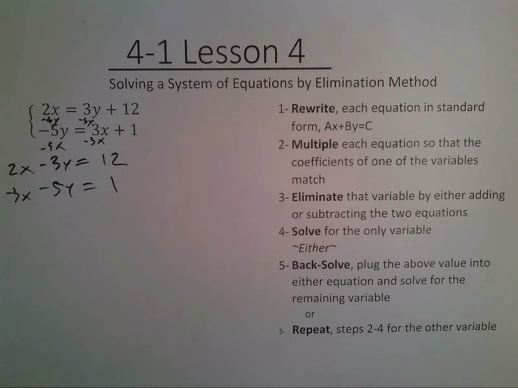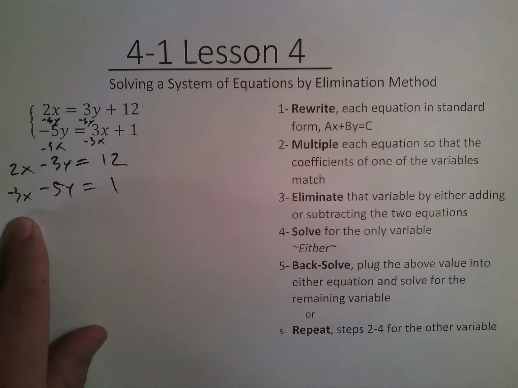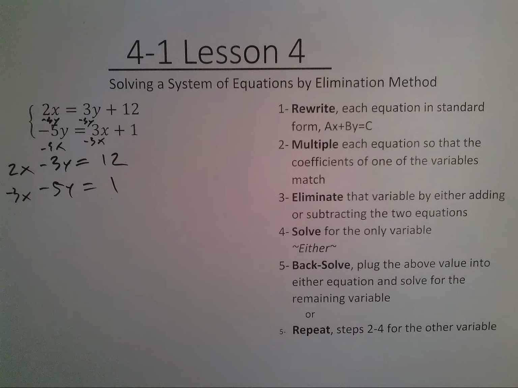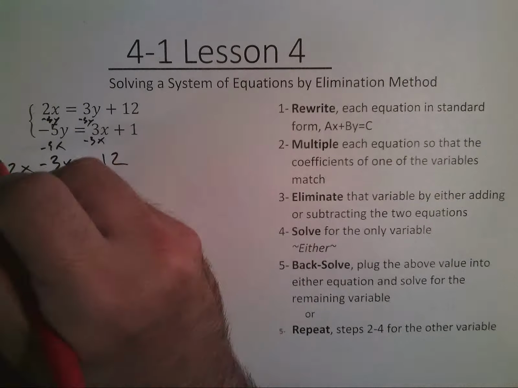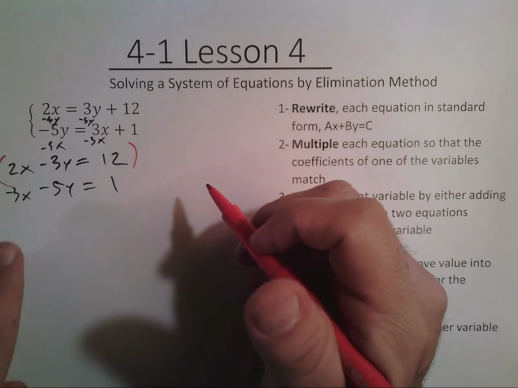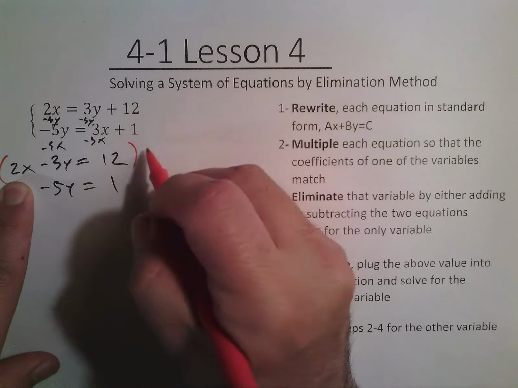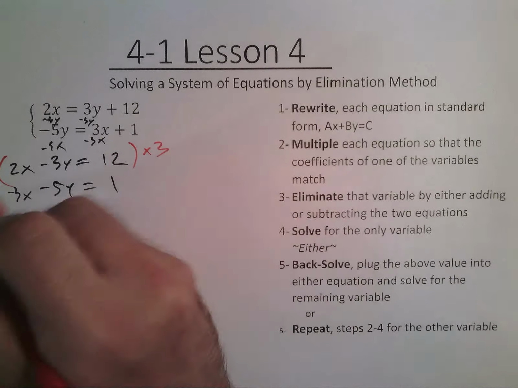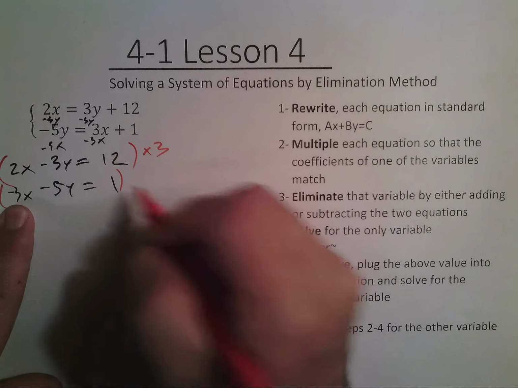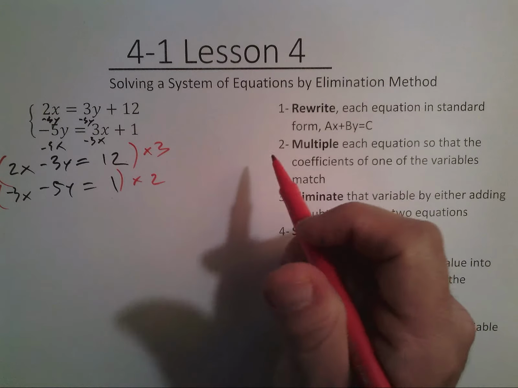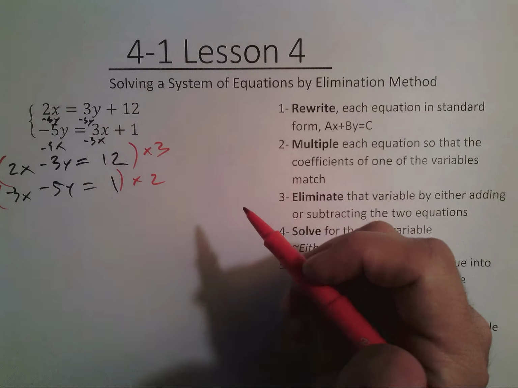Alright, so far so good. They're each in standard form. X's, y's, equal sign, number. I'm now going to either make the x's or the y's match. I think for this first round I'm going to make the x's match. What's the LCM of 2 and 3? It's 6. Or cheater method, I'm going to multiply 2 by 3 to make 6, and I'm going to multiply 3 by 2 to get 6. That way the x coefficients will both be 6.